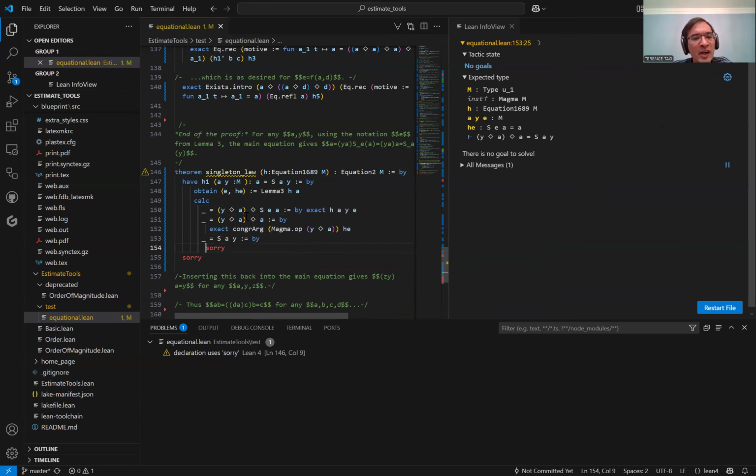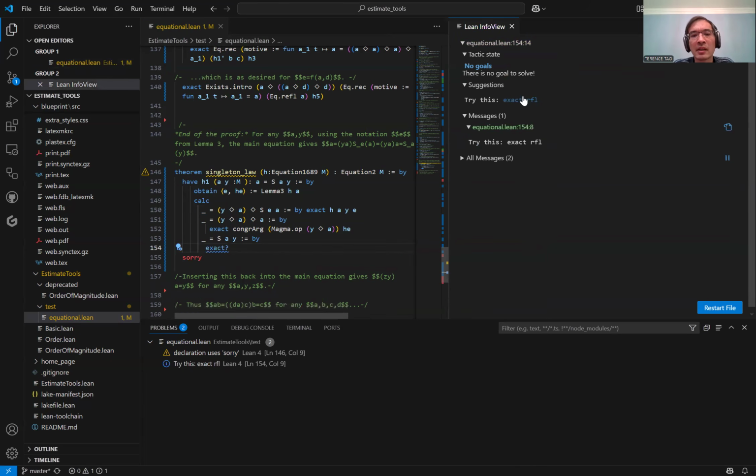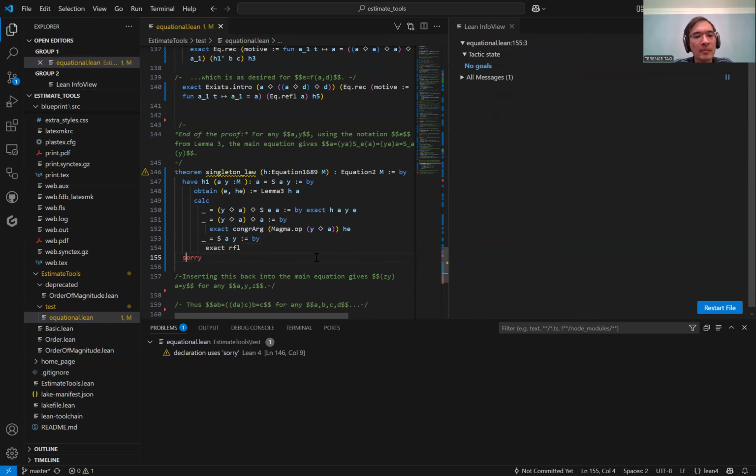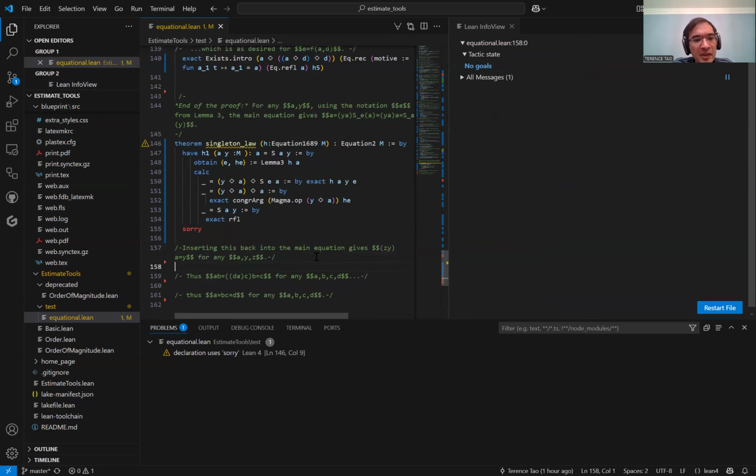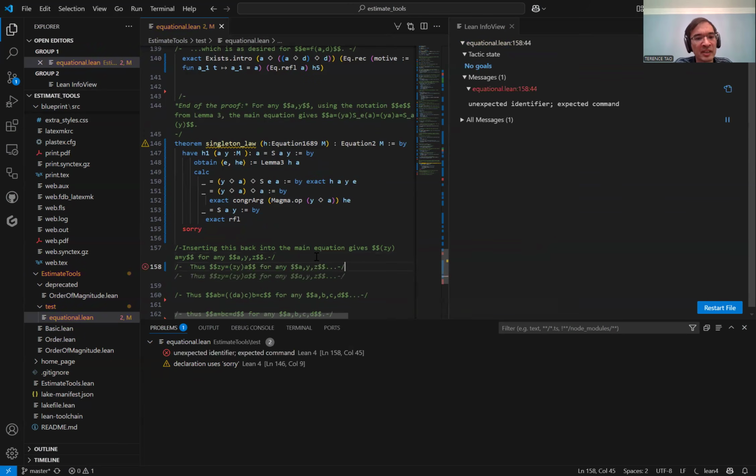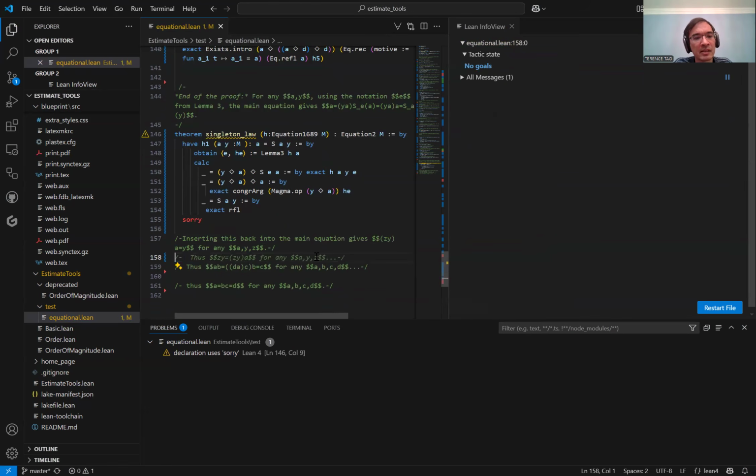What are we trying to do? YAA equals SAY. Should YAA be SAY? That's just definition. So that should actually just be definition. Yes. All right. In setting this back, the main equation gives ZY equals Y. Well, it's a pretty strong claim, but let's see it.